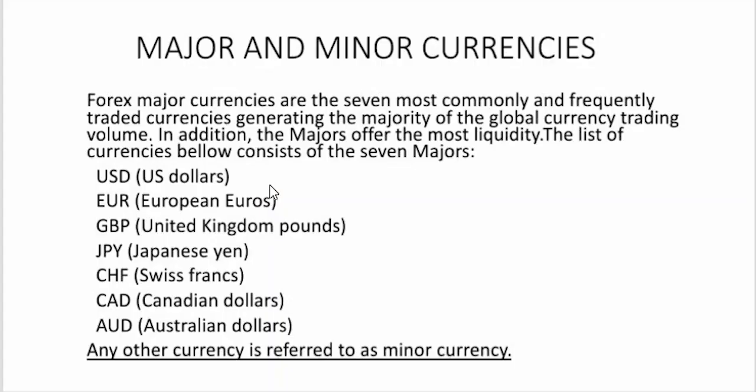The major and minor currencies. Forex major currencies are the 7 most commonly and frequently traded currencies, generating the majority of the global currency trading volume. In addition, the majors offer the most liquidity. The list of currencies below consists of the 7 major currencies. So these are the 7 major currencies we have in the Forex market. They are the most traded. That is why they are referred to as the 7 major currencies. Any other currency is referred to as a minor currency. Please take note of that.